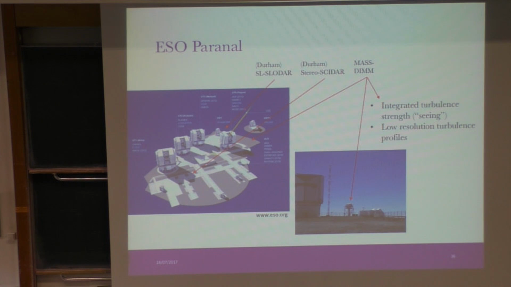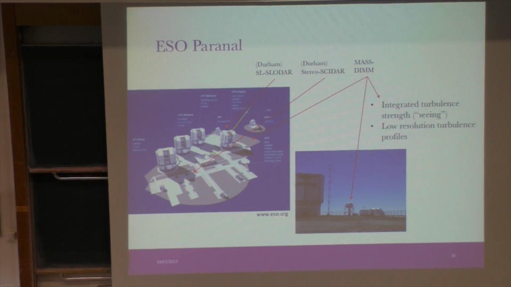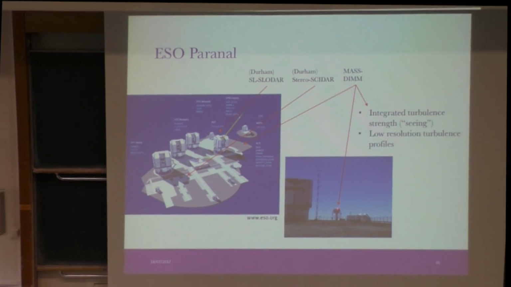So at Parallel in Chile, we have the SCIDAR that's placed over here, the 4 unit telescopes. We have a SCIDAR, which is going as well. We also have the MASS-DIMM, which is on the tower, which is a new one now, in a different position. And that gives you the integrated turbulence strength, the seeing, which we just discussed, and a low resolution turbulence profile. So now we have all these systems, all at Parallel, all in the same place. It's a great opportunity to compare them and make sure that we're all seeing similar things.